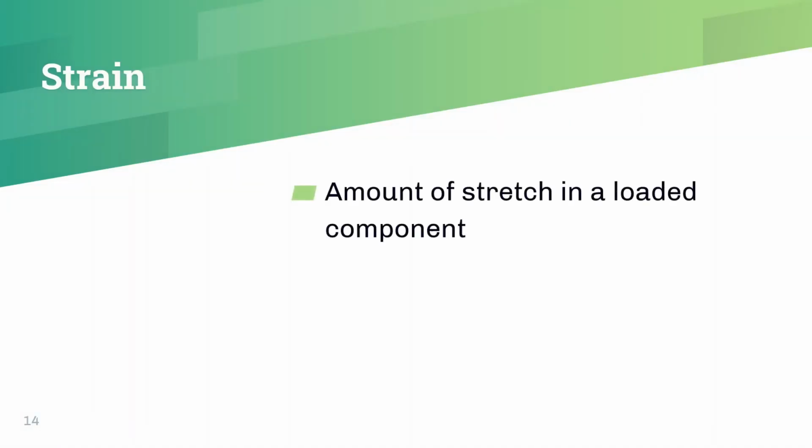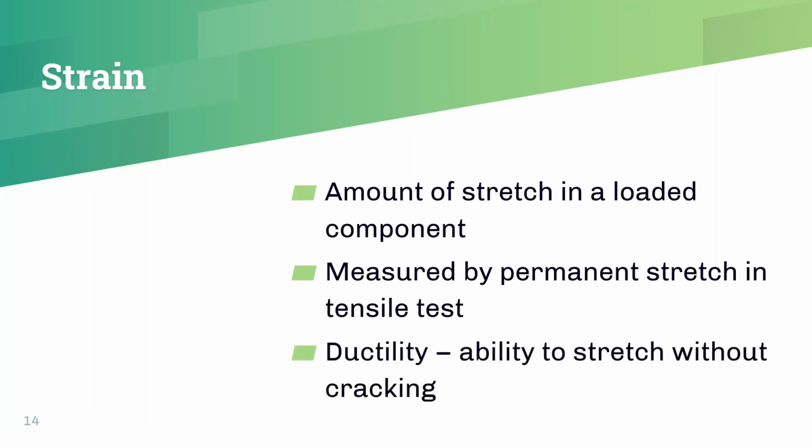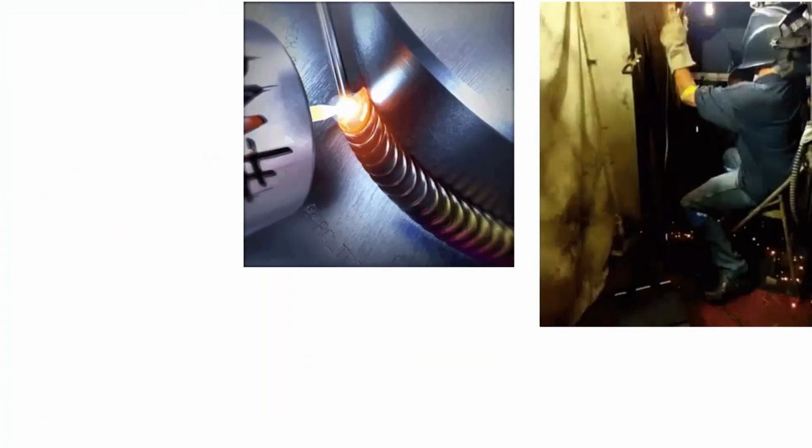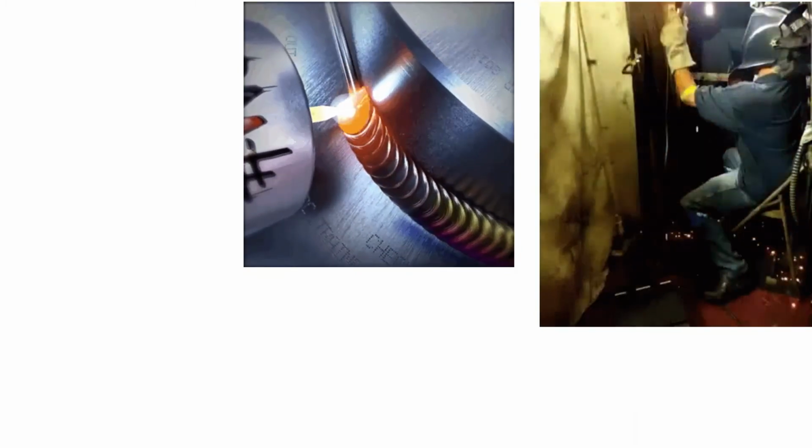Strain. This is the amount of stretch in a loaded component. This is measured by permanent stretch in tensile test, kagaya nung kanina. Ductility, ability to stretch without cracking. So, ito yung application ng cooling process, yung ductility. Although many designers think in terms of the material strength, most steel production is in the lower strength grades, which have good ductility.